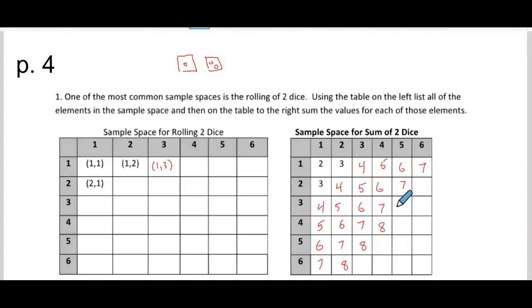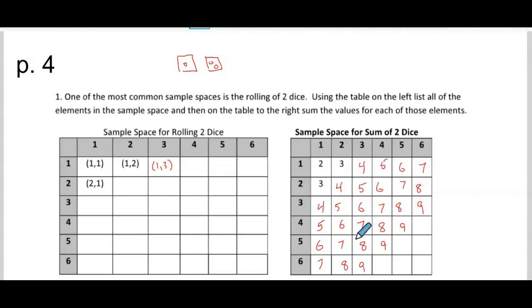And I'm getting 8 for all of these sums. The number of 8s is the same as the number of 6s. If I do the 9s, 6 plus 3, 5 plus 4, 4 plus 5, 3 plus 6, the number of 9s is equal to the number of 5s. So it's diverging from the middle here.